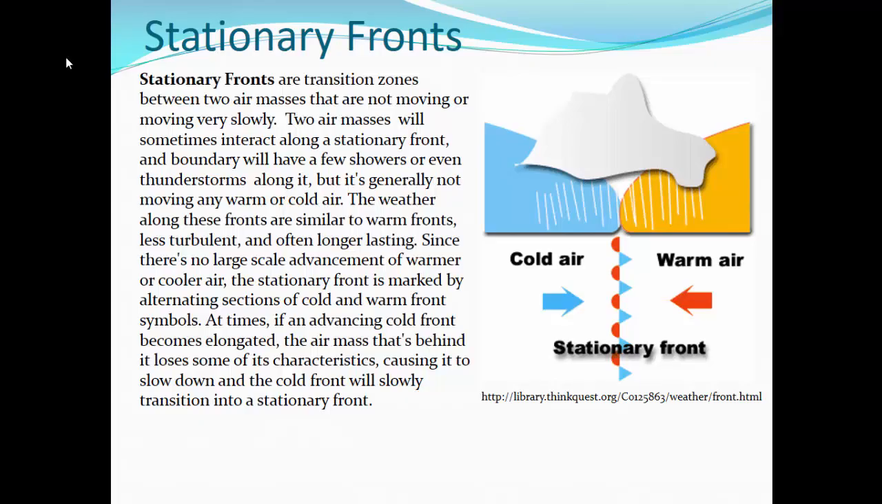Stationary fronts are transition zones between two air masses that are not moving or are moving very slowly. So rarely is a stationary front a dead stop. Typically it's sliding one direction or the other, or sometimes it's moving back and forth, undulating slowly. These two air masses will sometimes interact along a stationary front, agitating the atmosphere, and that boundary will have some showers, even a thunderstorm, but generally there's not any warm air or cold air moving.